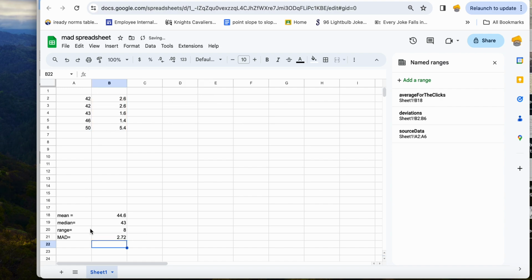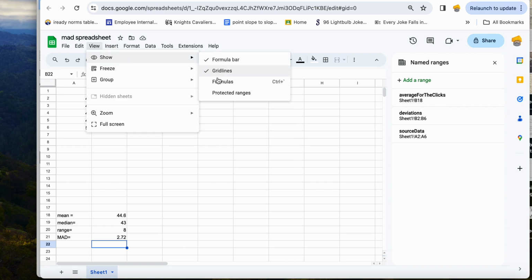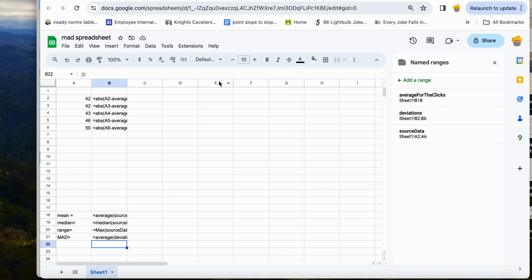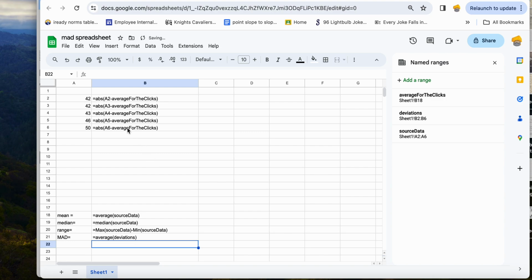You can just see how much easier this is for someone who's looking at your spreadsheet. If we go to view, show formulas, and expand that a little bit, notice how these formulas read: A2 minus the average for clicks, the average of source data, median of source data, the max of source data minus the min of source data, the average of the deviations. So when someone else comes along later and looks at your spreadsheet, by using the named ranges, they can easily read what you're doing instead of having to say, well, what is B2 to B6, why are they going there, what do they do?